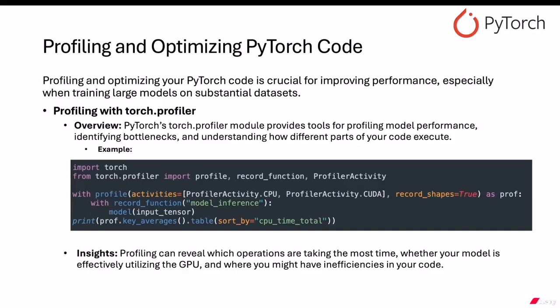Import torch, from torch.profiler import profile, record_function, and ProfilerActivity. With profile, activities equal to ProfilerActivity.CPU, ProfilerActivity.CUDA, and record_shapes equal to True as prof, with record_function model_inference, model input tensor. Print prof.key_averages().table, sort by cpu_time_total.